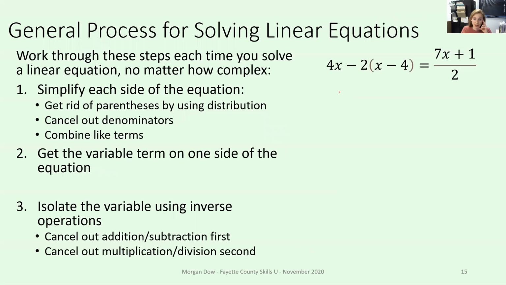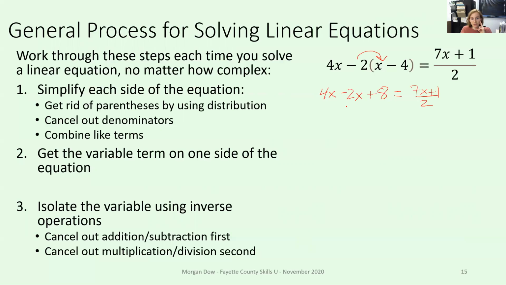First thing I'm gonna do is I'm going to get rid of these parentheses by using distribution. So I'm going to distribute this minus 2. So minus 2 times x, I'm just going to bring the 4x down. Minus 2 times x is minus 2x. Minus 2 times minus 4 is plus 8. Okay, and then we haven't touched the other side of the equation yet.